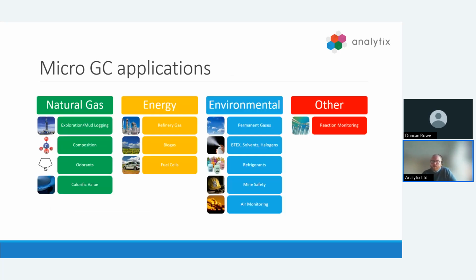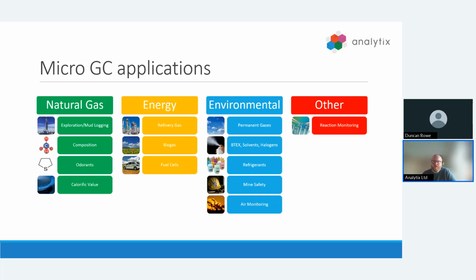So that is an overview of the system itself and its capabilities. Now I just wanted to discuss some specific application areas. Here you can see an overview of the different application areas that the micro GC is used in: natural gas, energy, environmental, and reaction monitoring.